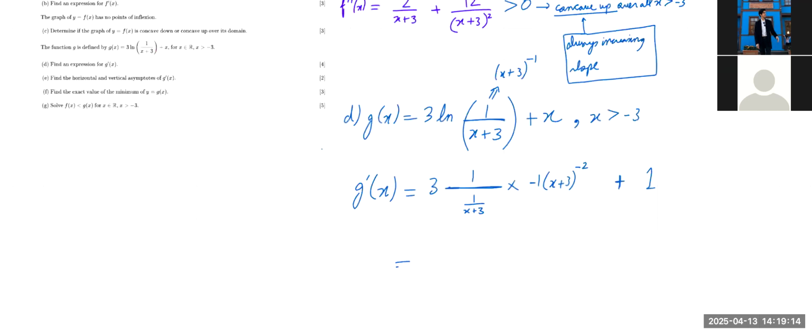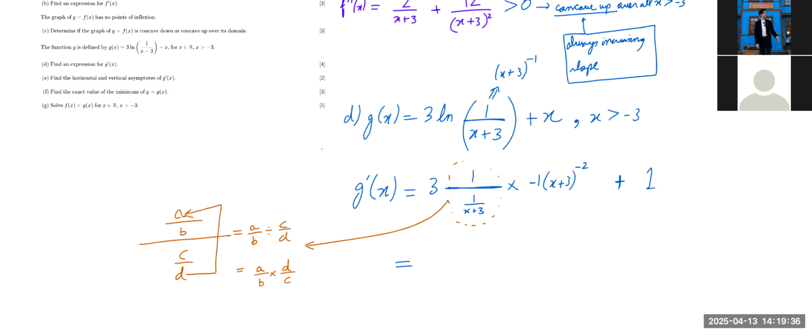So let's clean this up. First things first, if you need help understanding how to simplify this, remember that if you have a over b divided by c over d, it means the same thing as a over b times d over c. So the very bottom multiplies with the very top, and the middle two things multiply together. That's the shortcut I used. So the top one, you can write it as a fraction to make life easier. And now you can combine the very top with the very bottom, x plus 3, and you will get this.